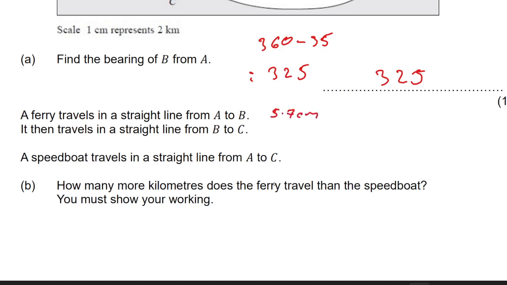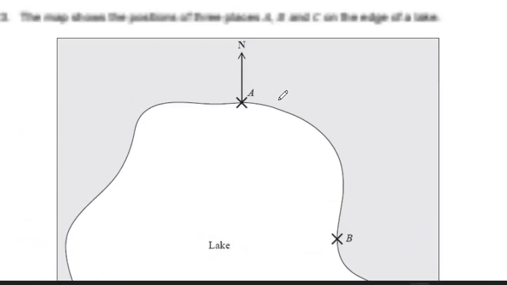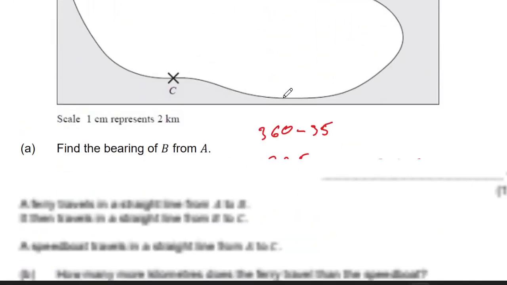Then I'm going to do B to C. B to C, using a ruler, I make it 6.9 centimeters. And then A to C is going to be 9 centimeters. Right, those are the distances on the, what's it called, a map? Yeah, those are the distances on the map.